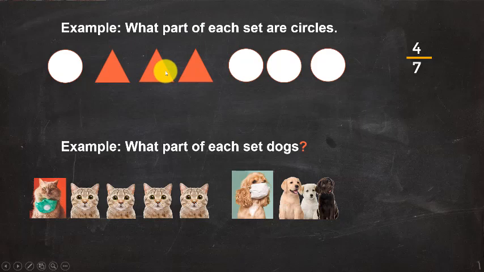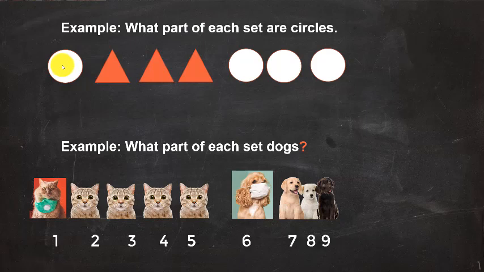The last. Okay, what part of the set are dogs? Oh, let's count how many. 4, 5, 6, 7, 8, 9. I have 9, and dogs are 4. 4 over 9. Okay, very good. That's how to write a fraction using sets. Remember, a set could be a fraction of things or a figure.